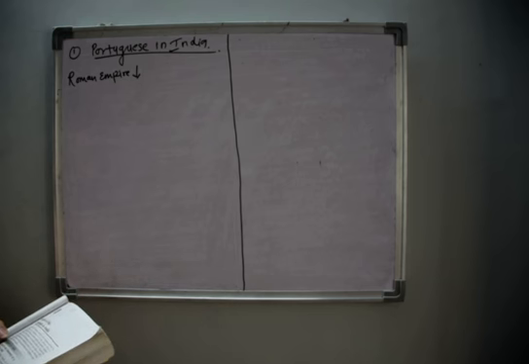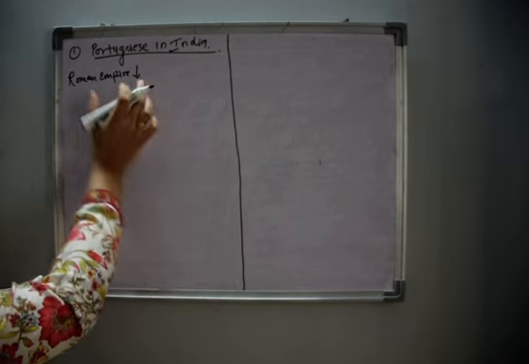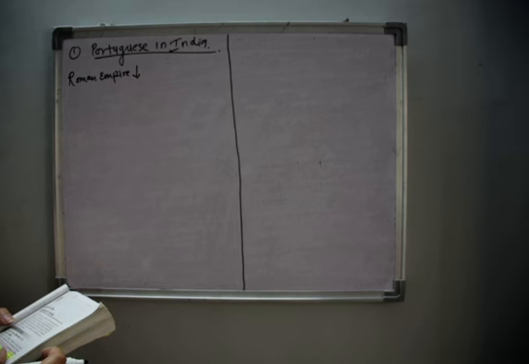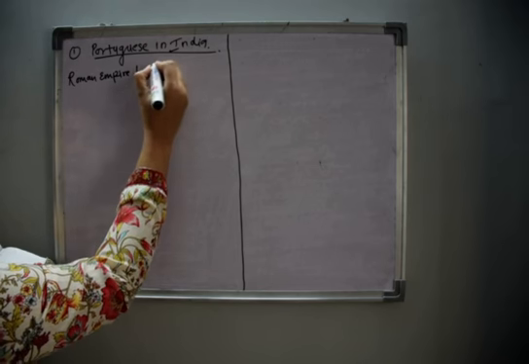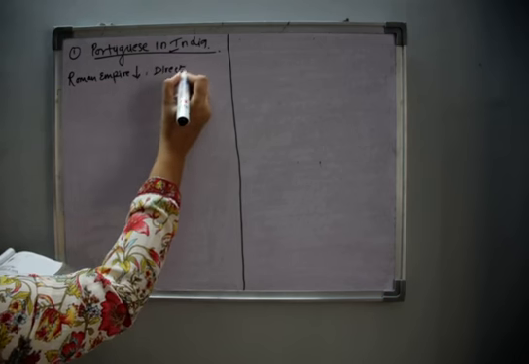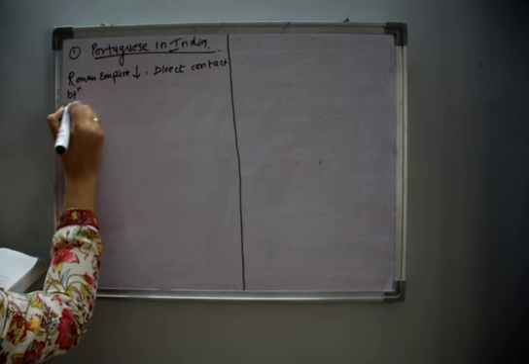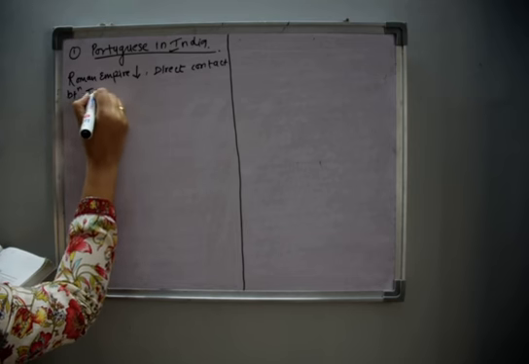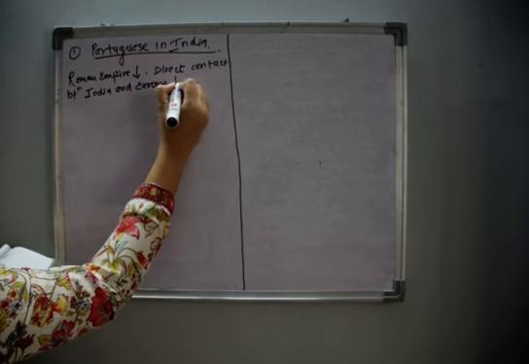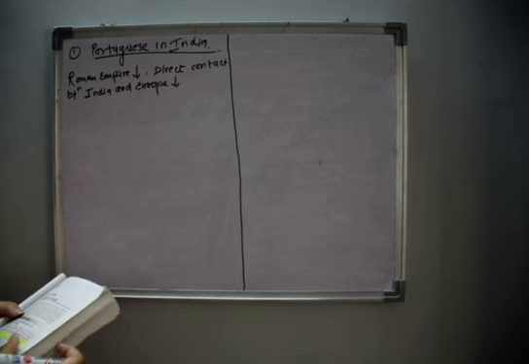Okay, so because the Roman Empire declined, the Arabs established their domination in Egypt and Persia. And because the Roman Empire declined, what happened? Direct contact between India and Europe declined. Okay, and because direct contact between India and Europe declined, what happened?